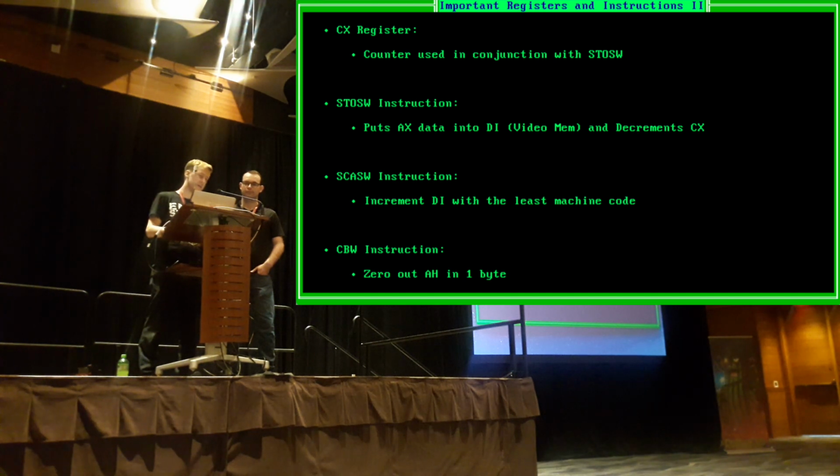I put one of my games on GitHub, and some MAME developer forked it and added some cool stuff. And this is one of the cool tricks that I gathered from him when I was looking at what he did with the code. Using that instruction, it just increments DI with the least amount of machine code, but that's all it really does, is increment DI. And then this is a clever way to zero out the AH register in 1 byte.